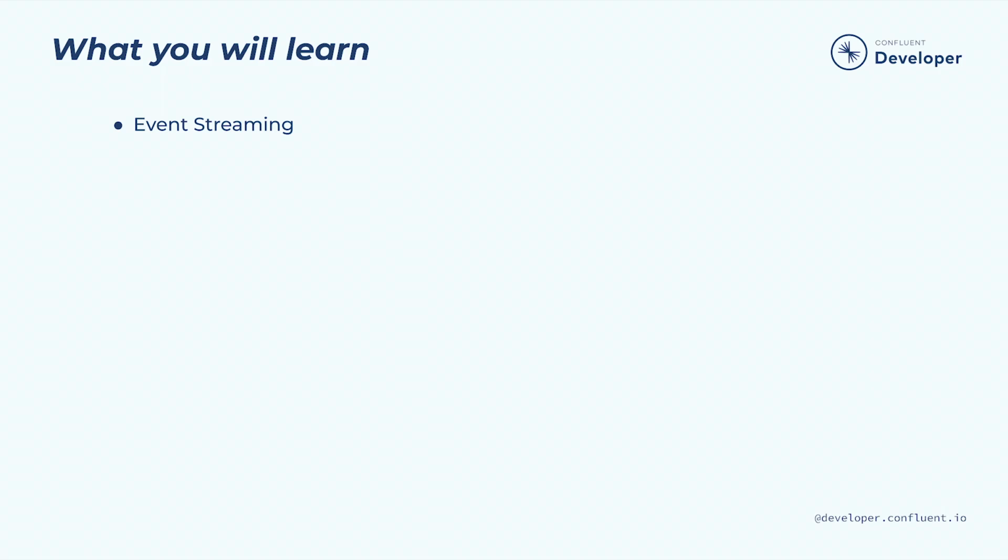problems. But don't worry, by the end of this course, you will know how to build a fully functioning set of microservices with strong messaging guarantees. We'll start the course by talking about event streaming. What is it and why should we care?